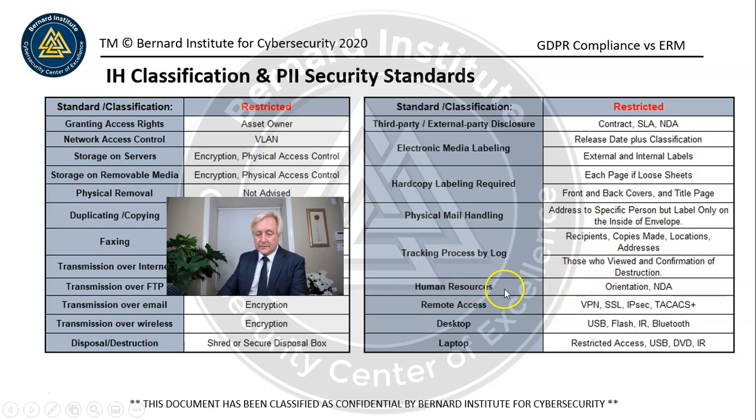Human resources needs to be able to train people and make sure that non-disclosure agreements, maybe non-competition agreements, are signed in the employment agreement. Remote access, we have a number of layers that we might apply: VPN, SSL, TACACS, IPsec. We didn't mention these. Some of these are protocols more than technology. That's not mentioned in the security architecture, but certainly could be applied. Desktops, USB flash drives, infrared ports, and Bluetooth are restricted. And laptops, restricted USB, DVD, IR, infrared ports. So those are classification schemas.